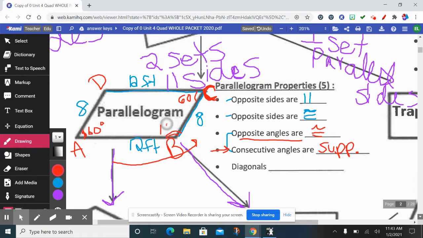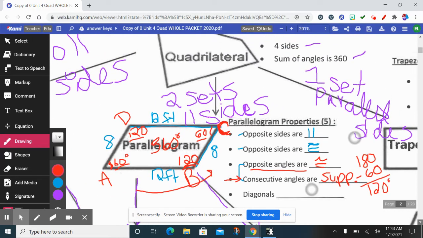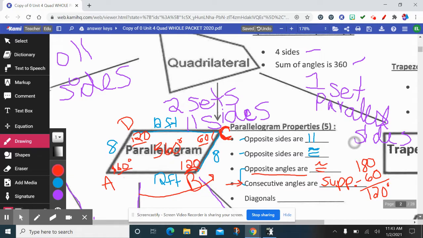So if that's 60, 180 minus 60 gives us 120 degrees. Remember, supplementary means they add to 180. Well, if that angle is 120, then its opposite angle is 120. And what will 120, 60, 120, and 60 add to as all four angles? 360 degrees, which is a fact that we got from Papa Quadrilateral right above this.